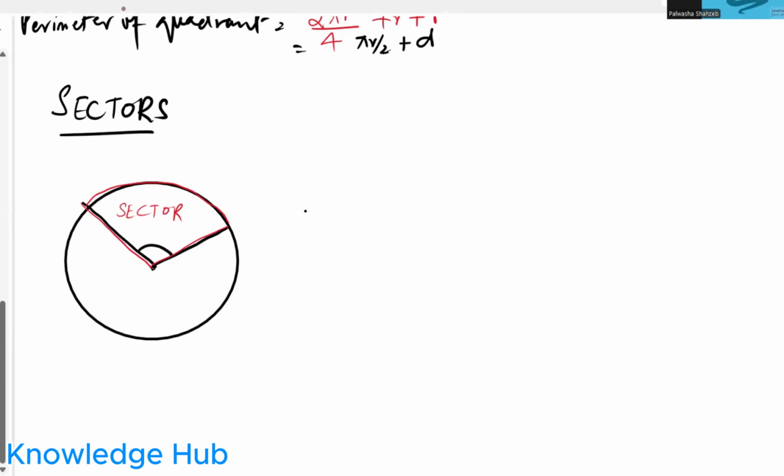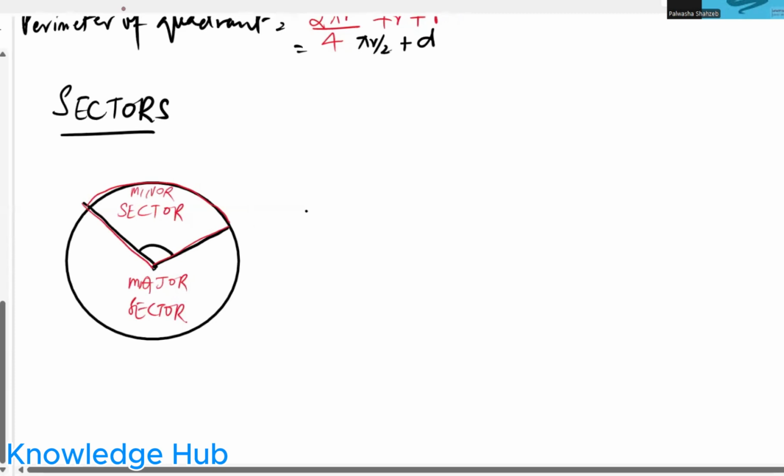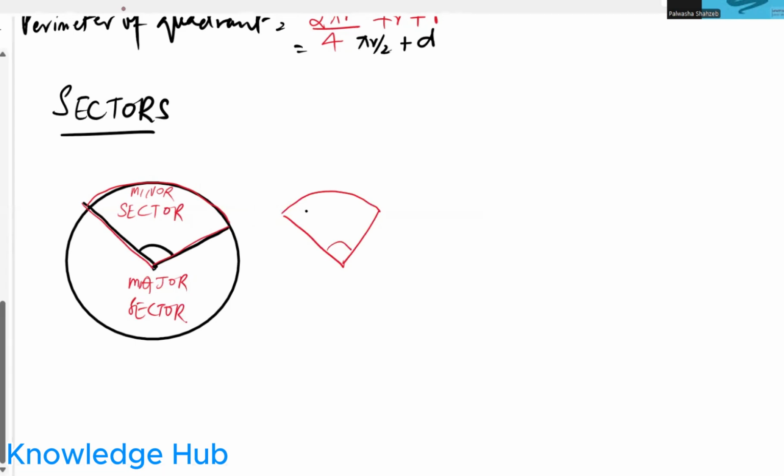Okay, now this is called a minor sector. It's small, and this is called a major sector. Let me just write it: minor sector and major sector. You can remember it with this: the minor sector looks like a pizza slice, and the other one looks like a Pac-Man. Okay, so this is all about sectors.